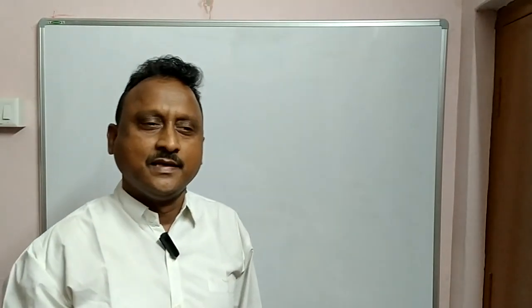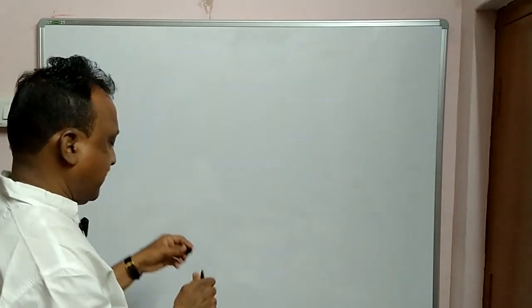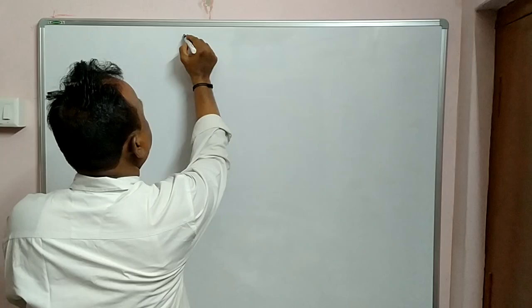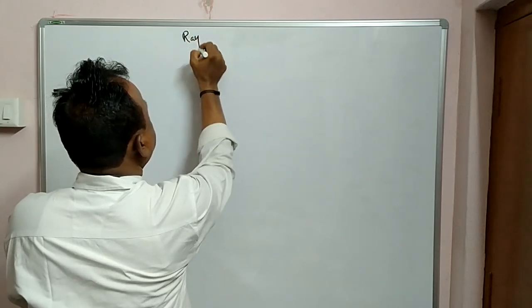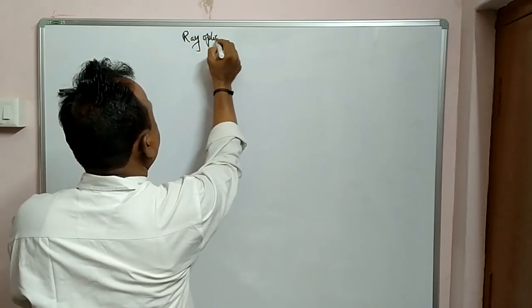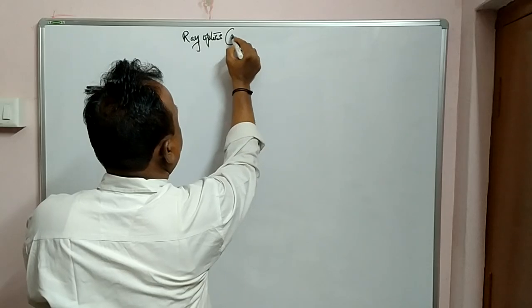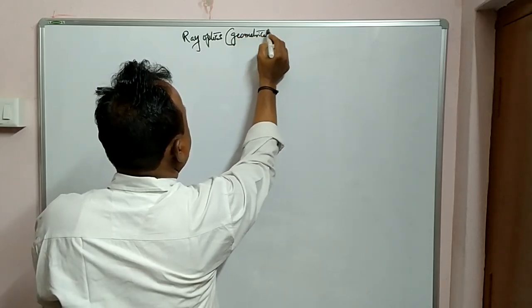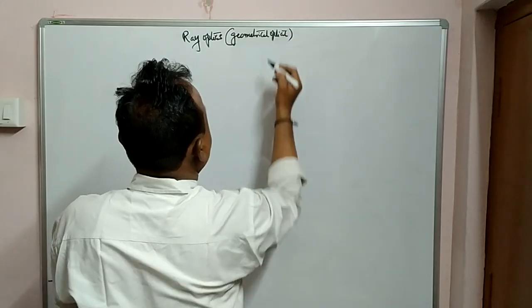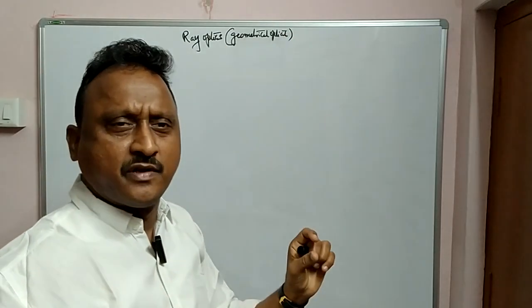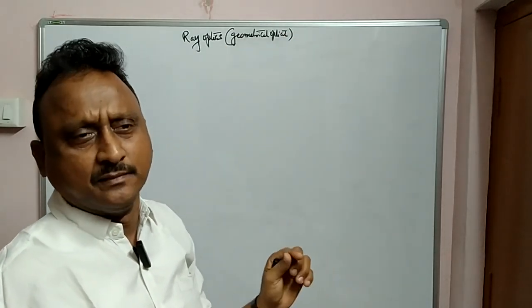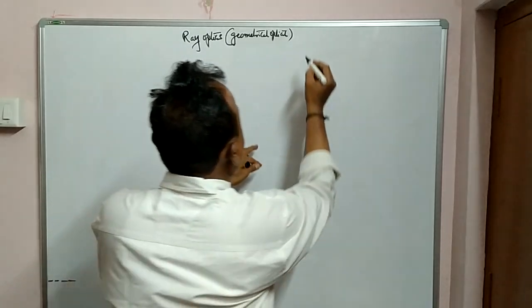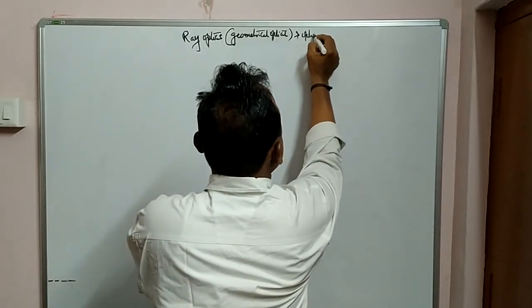Hi friends, in second year physics today I will be starting the light chapter. Light is generally named ray optics, and this is also called geometrical optics. It is called geometrical because in this chapter we will mostly be dealing with geometry, ray diagrams and optical instruments.